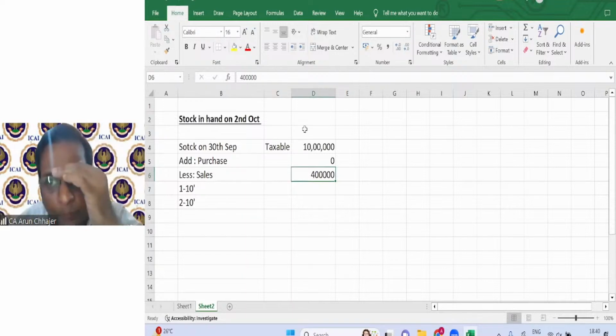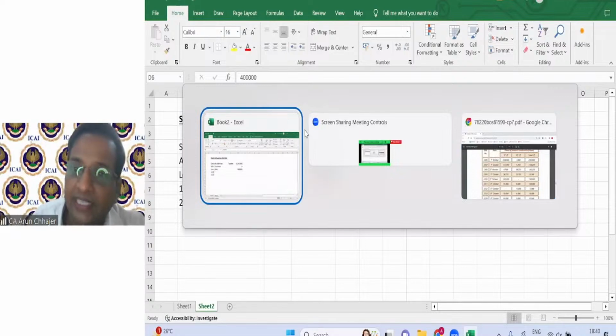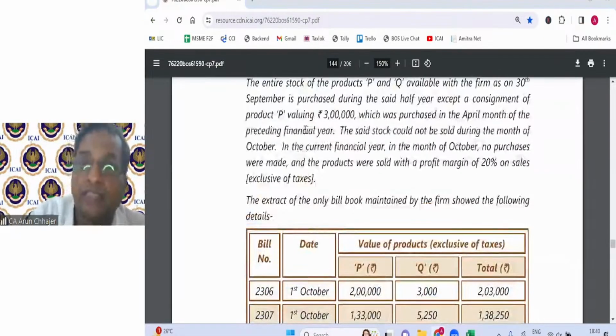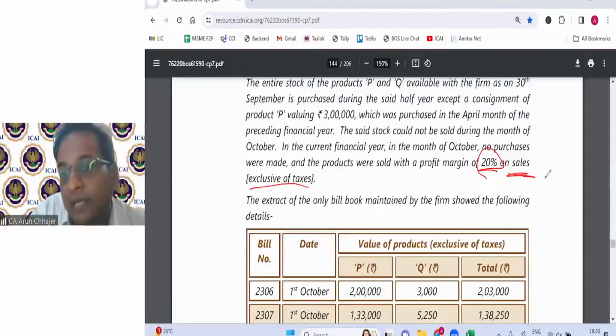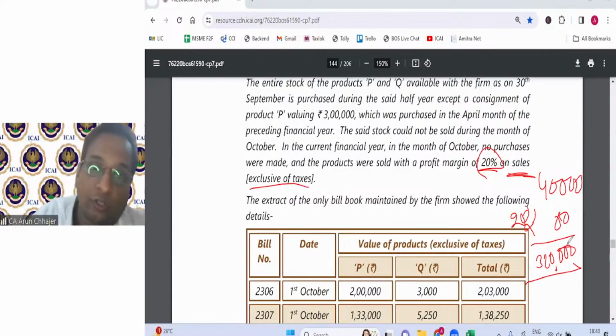सो वी नीड टू रिमूव द प्रॉफिट मार्जिन. कैसे करूं? गो टू द क्वेश्चन एंड सी हाउ मच परसेंटेज दे हैव रिटर्न इन द क्वेश्चन. दे आर सेइंग 20%, 20% इज ऑफ सेल्स. अगर मेरी सेल 4 लाख की है तो मेरा प्रॉफिट कितना होगा? 80,000. आई कैन से 3,20,000 इज माई cost of production, cost of sale.